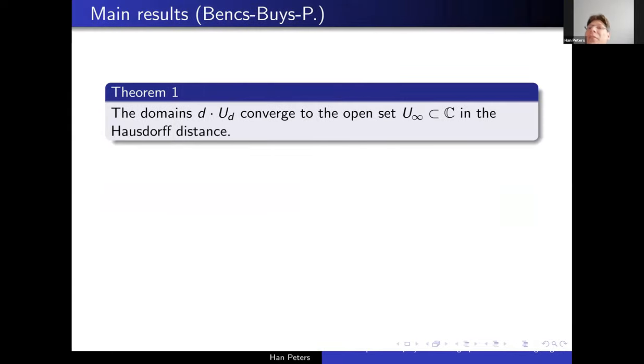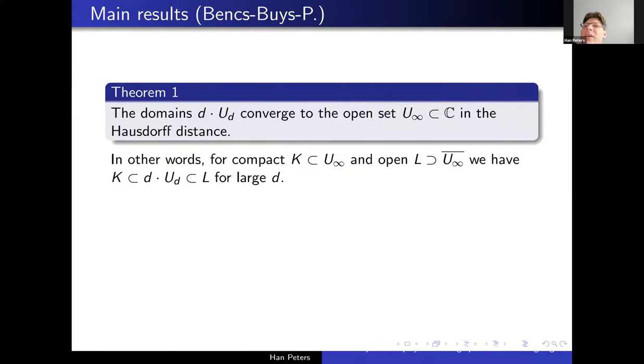So here are the results. Well, the first result is that these domains do converge to some limit set in the Hausdorff distance. Usually in Hausdorff distance, you work with closed sets, but I wanted to formulate it in terms of open sets here. So if you have a compact subset in the interior and an open subset that contains the closure, then D times U_D must lie in between these two sets for large enough D.